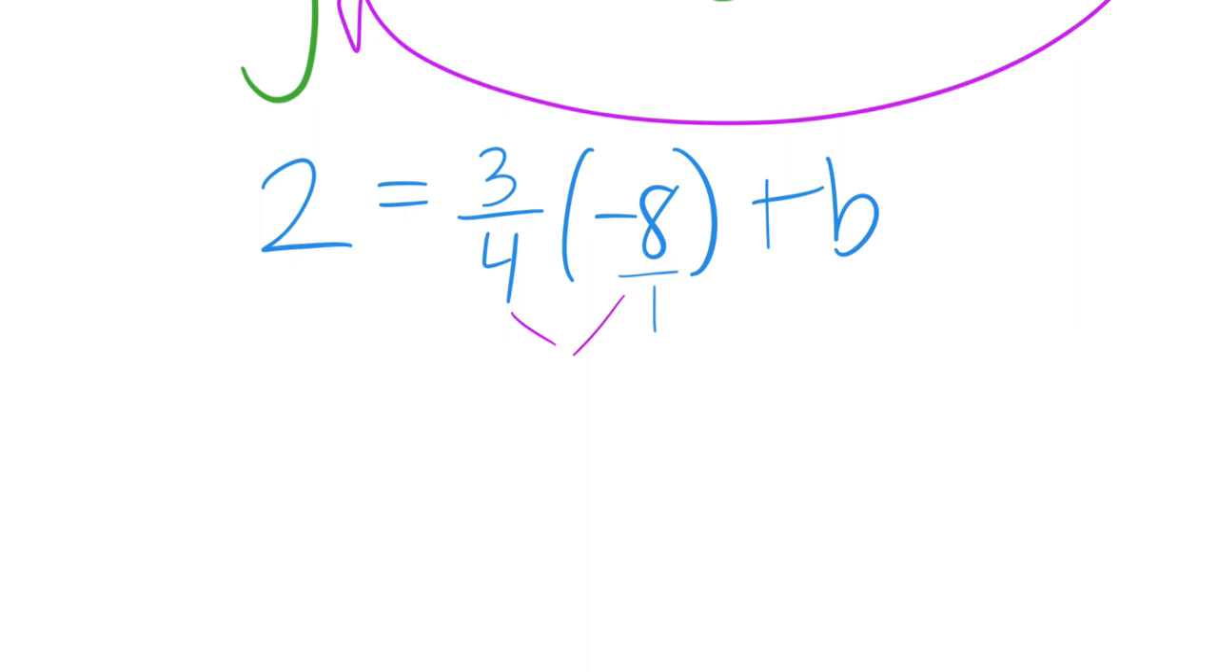I think that's how I'll do it. So 3 times -8, that's -24. And then 4 times 1 is 4. And if you divide those, that's -6. So 3/4 of -8, that's -6.